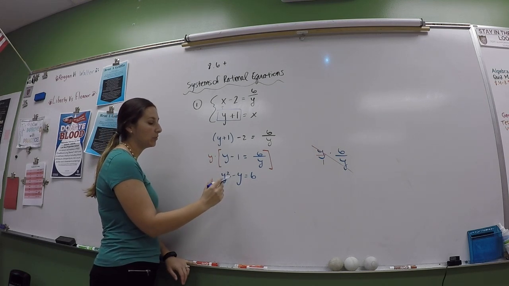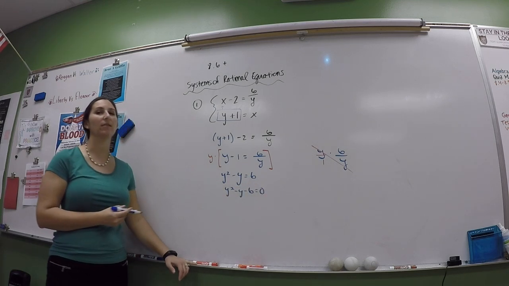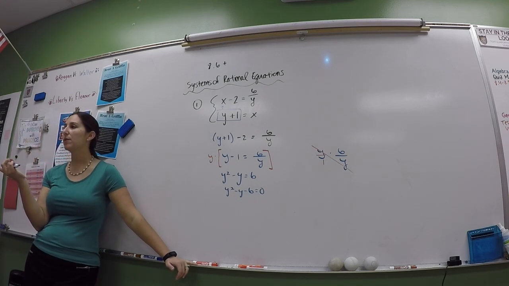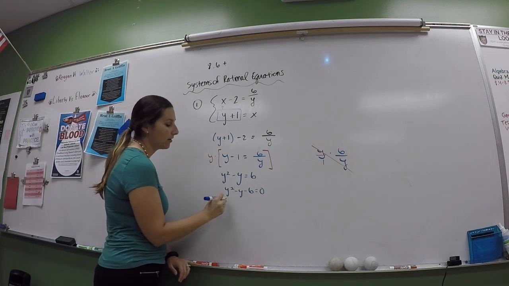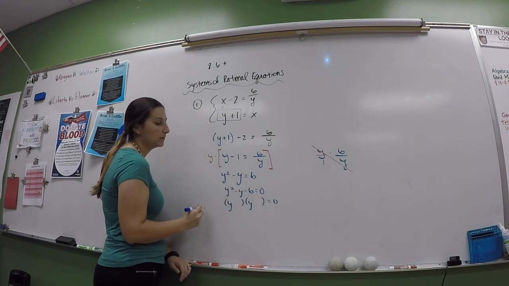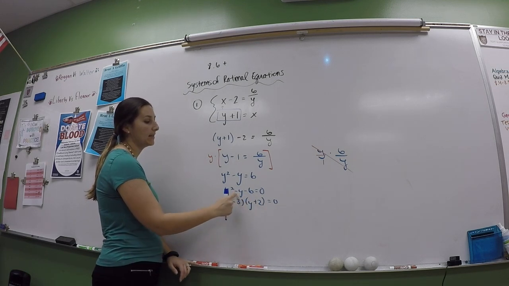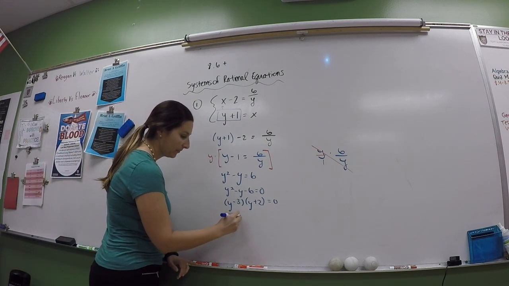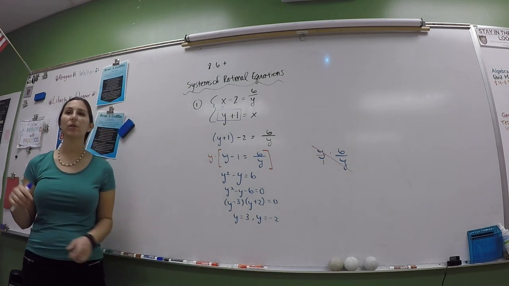This is quadratic, which means everything needs to be set equal to 0 in order for us to solve it. So you get it set equal to 0, and then you have options. It could be the quadratic formula, or factoring. Factoring would probably be our fastest method. Negative 3 and positive 2 multiply to negative 6 and add to negative 1. So that's good, which means our answers are 3 and negative 2. Those are our solutions for y.